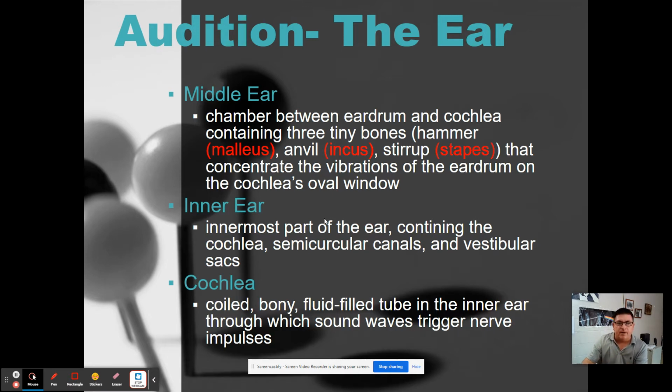The inner ear is the innermost part of the ear, containing the cochlea, semicircular canals, and the vestibular sacs. This is where transduction takes place for hearing.